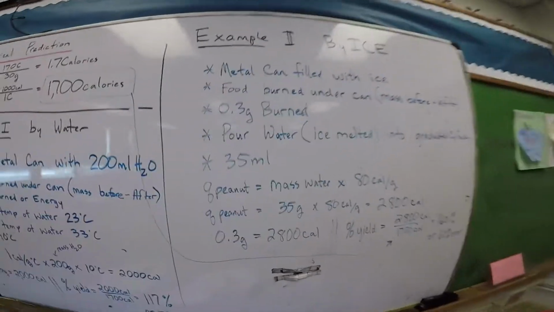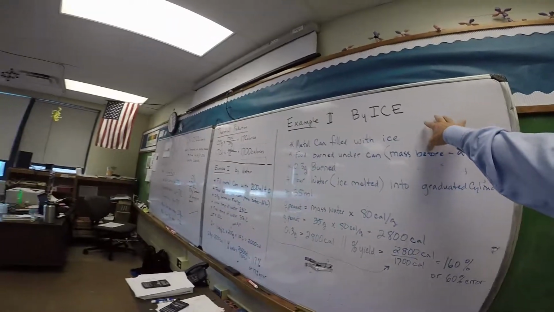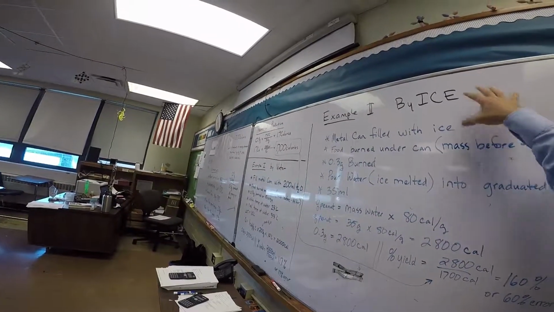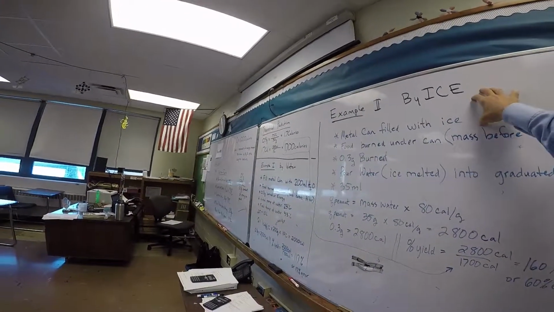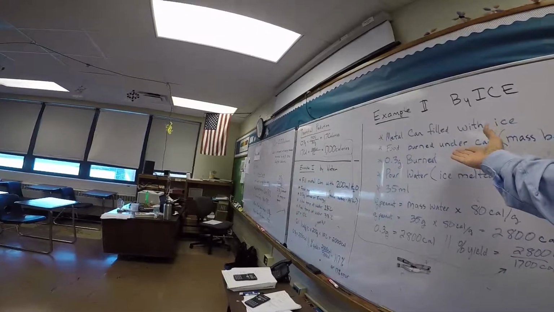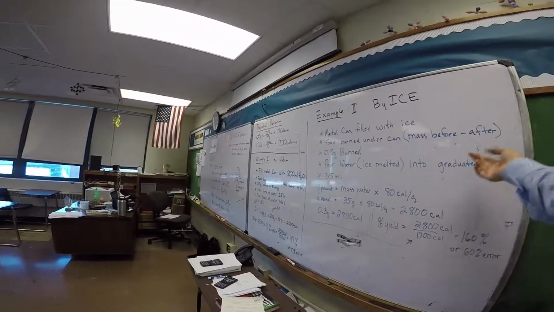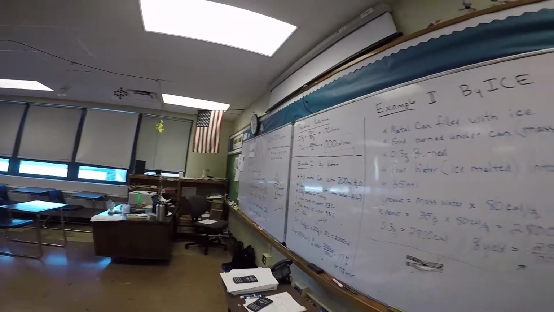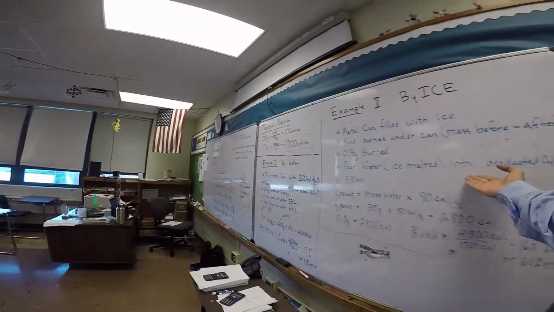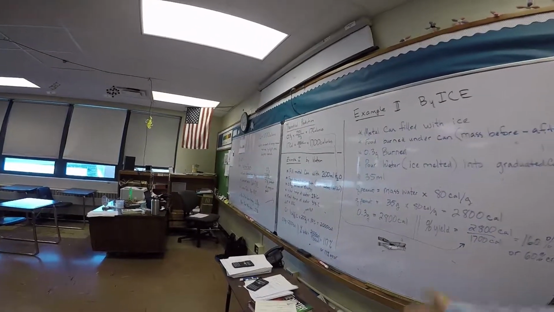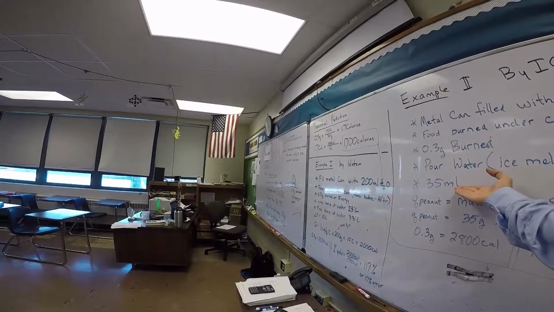All right, so over here, this is by ice. You're going to fill the can with ice. There are 2 ways of doing it. You can do by water or by ice. So we fill it with ice, and then we burn the food, and we measure the mass before and after. Let's say it's 0.3 burned. Then you're going to pour the ice that's melted into a graduated cylinder. Let's say it's 35 milliliters, right?